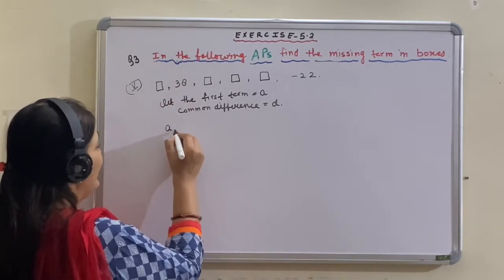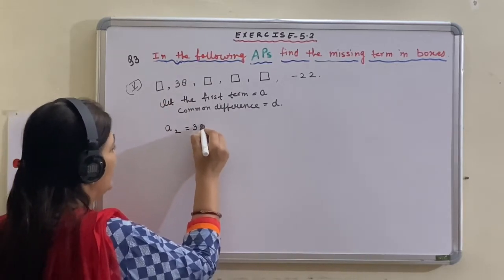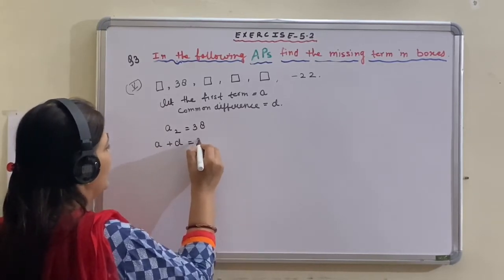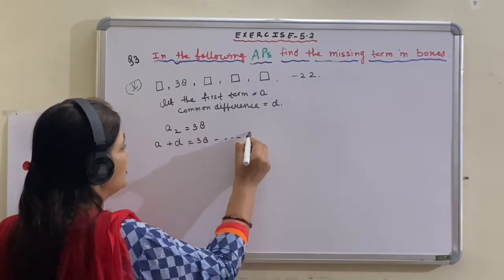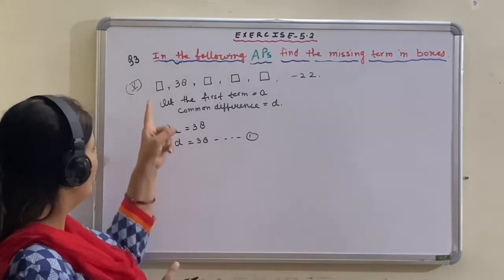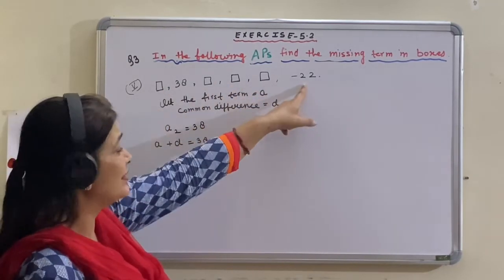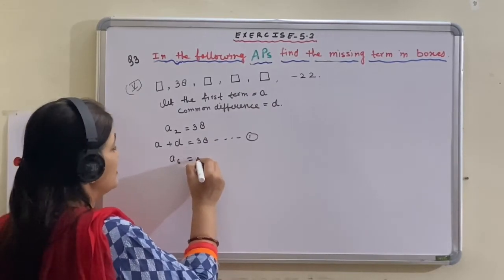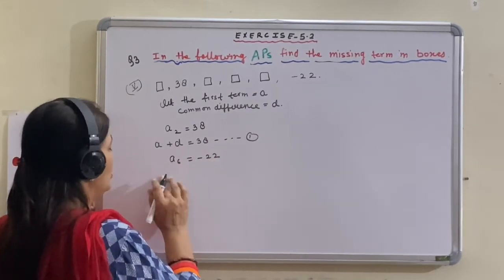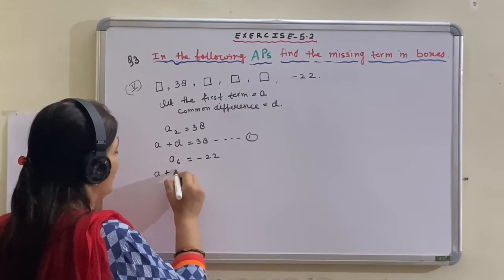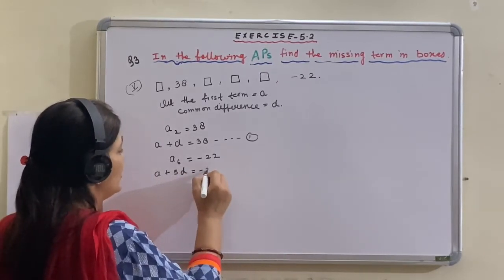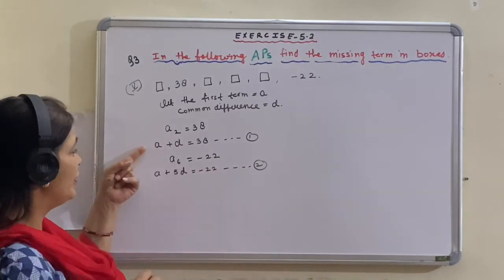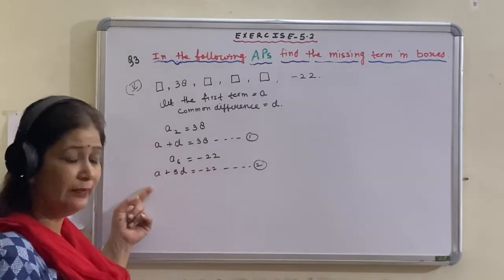So it is second term. Second term हमको given है A2 is equals to 38. So we can write A2 is equals to A plus D is 38. Let us suppose it is equation number 1. 1 2 3 4 5 6. Sixth term. A6 is equals to -22. So we can write A6 as A plus 5D. A plus 5D is equals to -22. And we can solve equation number 1 and equation 2 by elimination method.